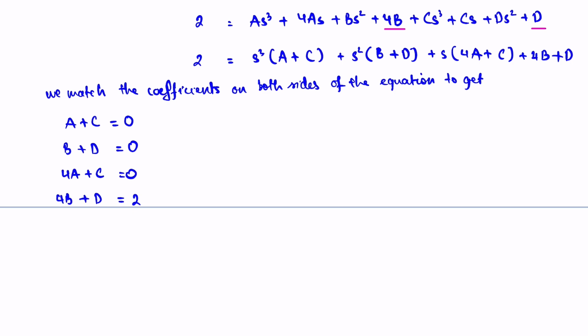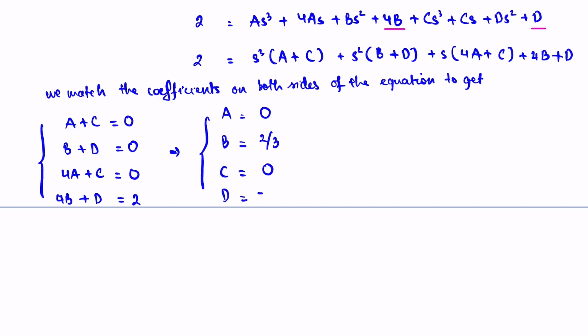No. Okay. All right, so this is a system of 4 unknowns with 4 equations. You can either use elimination or substitution to get the answer. And if you do the calculations correctly, you're going to get this. So A is equal to 0, B is equal to 2/3, C is equal to 0, and D is equal to negative 2/3. Quite simple.